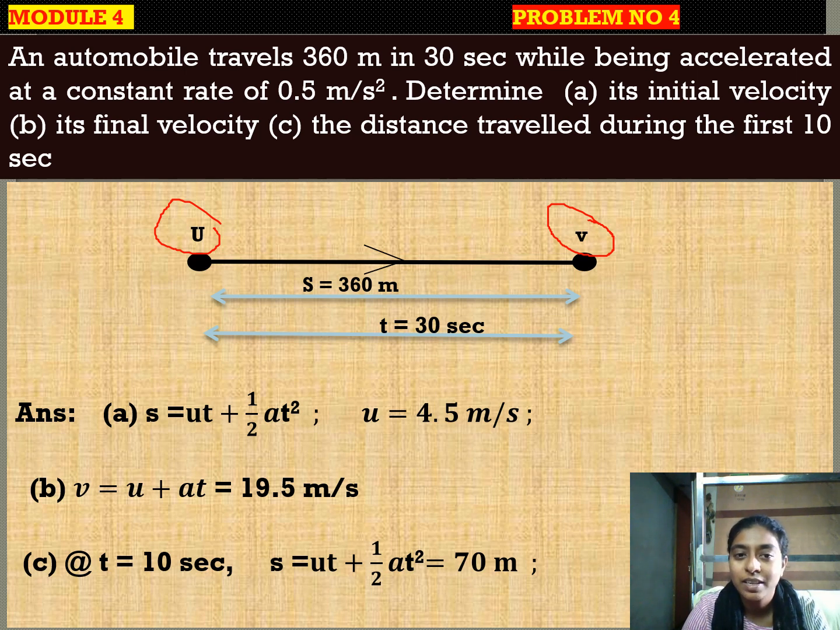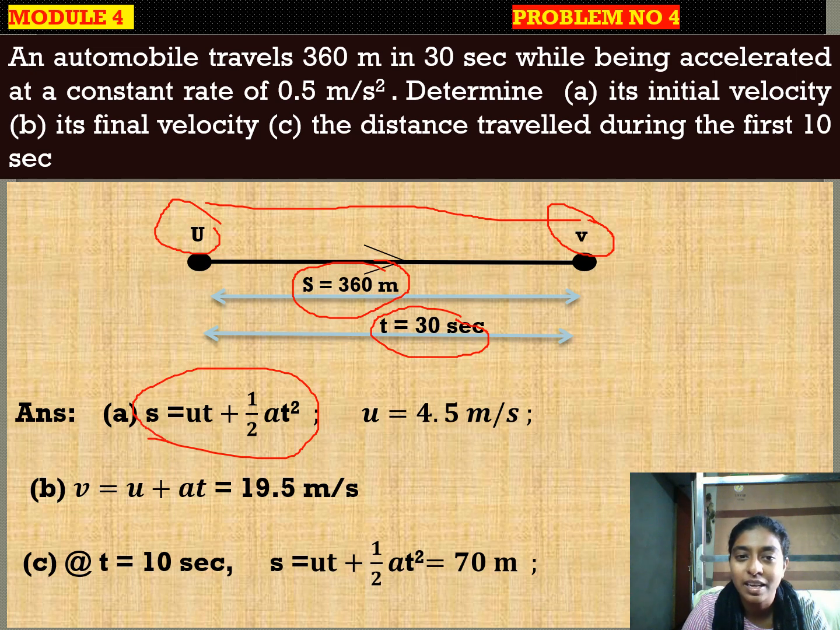This automobile, this vehicle, has travelled from 0 to 360 meter and the total time travelled is 30 seconds. So S is 360 meter, time is 30 seconds. Now we have to find the initial velocity u. So substitute in this formula, S is known, t is known. So we get u equal to 4.5 meter per second. Acceleration is also given as 0.5 meter per second square, so substitute the value for a as 0.5.